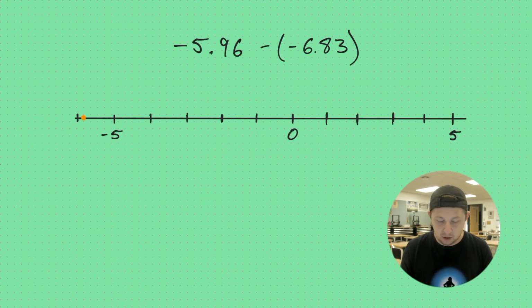All right, so let's calculate it. We'll do the same thing. Negative 5.96 is down here, somewhere really close to negative 6, down at this end. And now we're going to subtract a negative 6.83. Now, remember, when we subtract, it's the same thing as saying plus its opposite. So I'm taking negative 5.96 plus a positive 6.83. 6.83 is bigger than 5.96, so I think I'm going to end up positive.